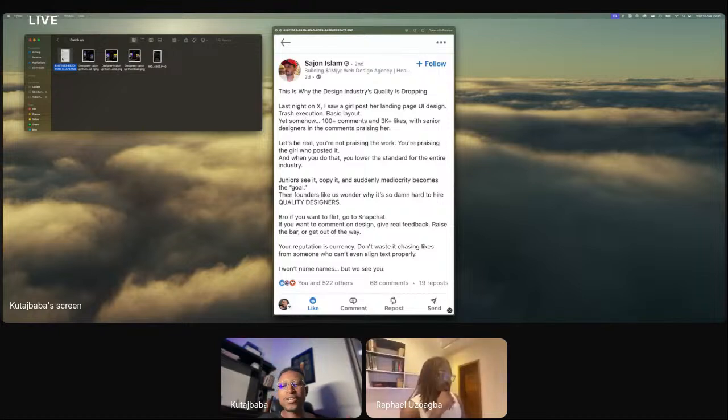So it may not really be people just saying it because they want to make the lady or the girl feel better. It may be somebody who actually sees the design, but their eye for design has not been trained enough, and they think that looks good, and they're giving feedback.